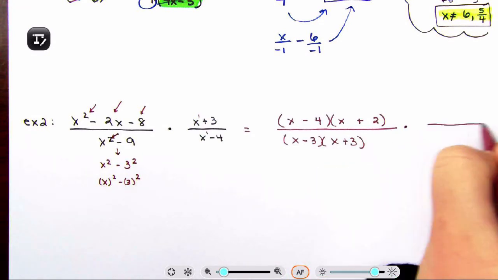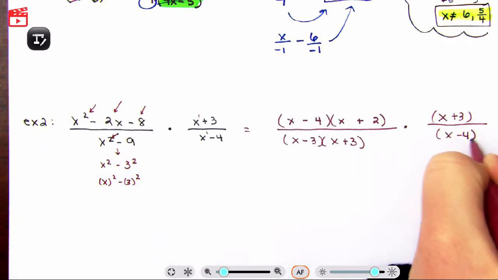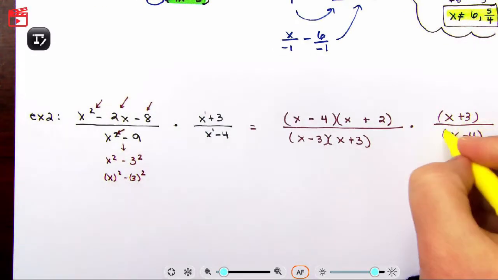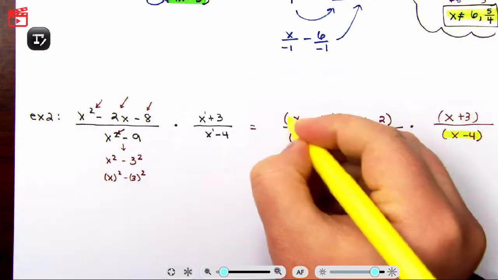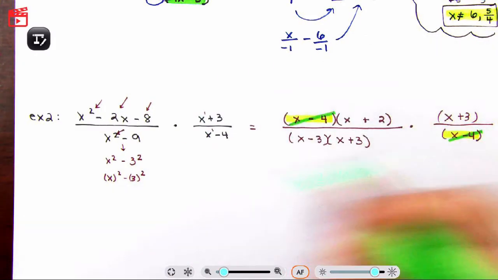And then here is x plus 3 on this side and x minus 4. Now I do like to put them in bubbles because I want to see those bubbles match identically. And if they match, we get to cross them out. So I have an x minus 4 on the bottom. I have an x minus 4 on the top. Doing a happy dance because we get to cross those out.